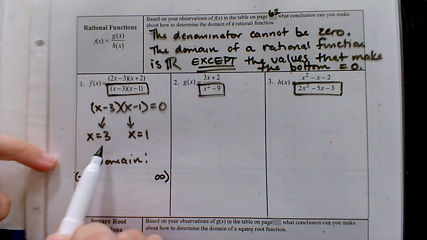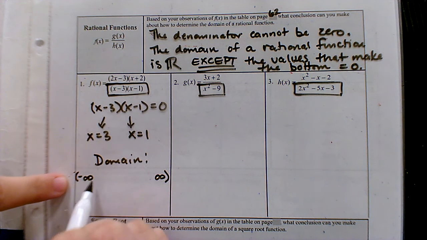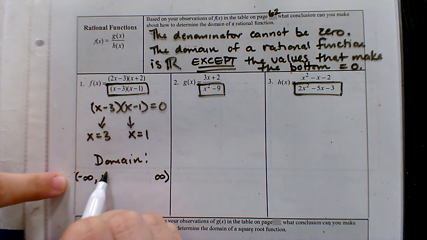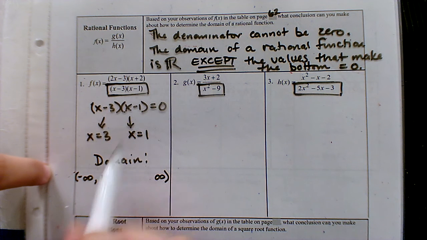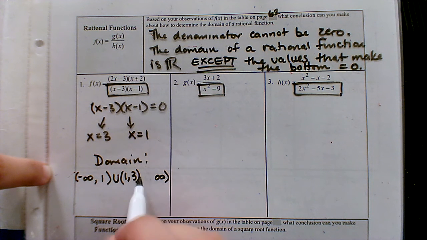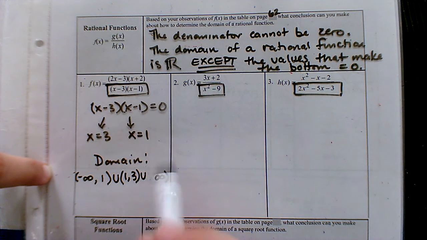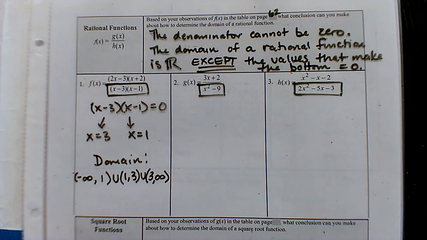Well, this is positive 3. Sorry. 1 will come before 3. Okay, so from negative infinity to 1, parenthesis, because we're skipping over that 1, we cannot include it. And then a union. And then from 1 to 3, we're going to skip over 3 though, so we have another union. And we're going to go from 3 to infinity.